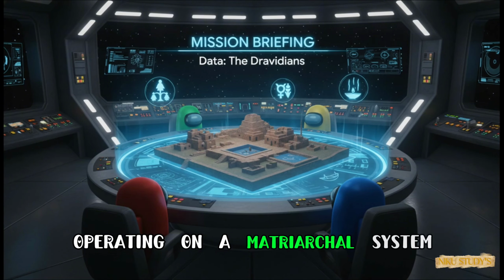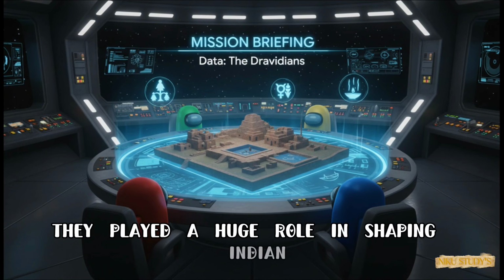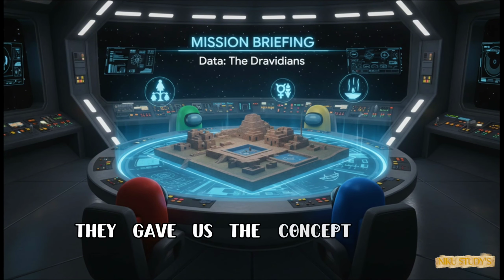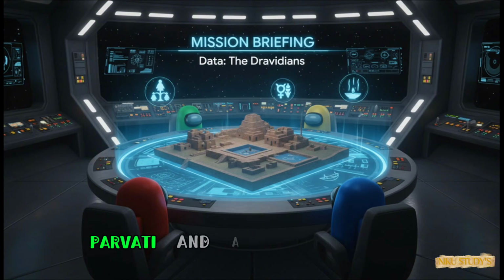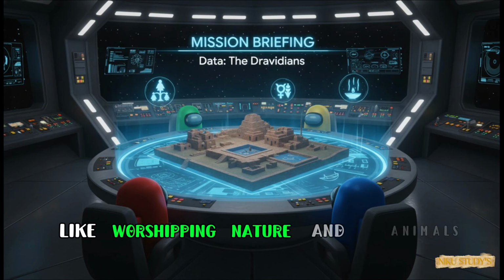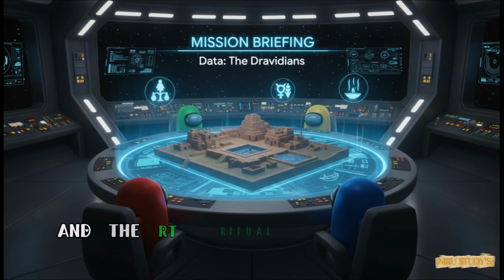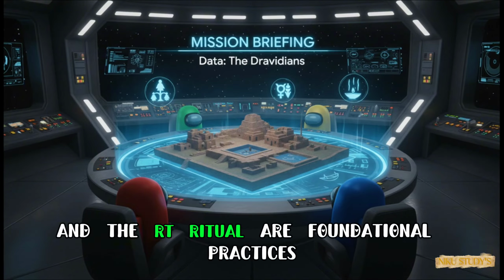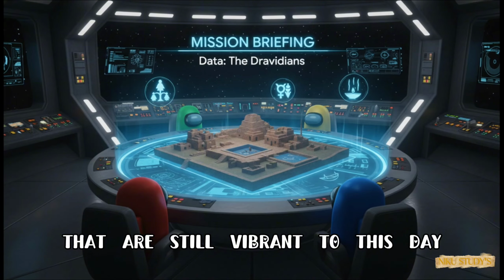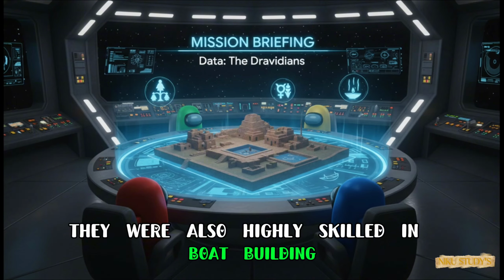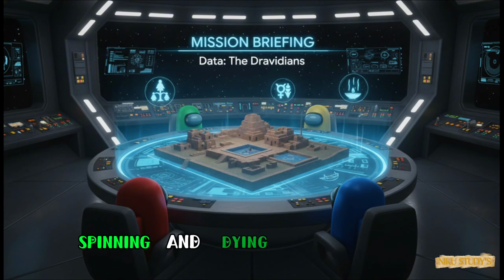Operating on a matriarchal system, they played a huge role in shaping Indian culture. They gave us the concept of a mother goddess, Parvati, and a father god, Shiva. Plus, their traditions, like worshiping nature and animals with dhoop, deep, and the Arti ritual, are foundational practices that are still vibrant to this day. They were also highly skilled in boat building, weaving, spinning, and dyeing.